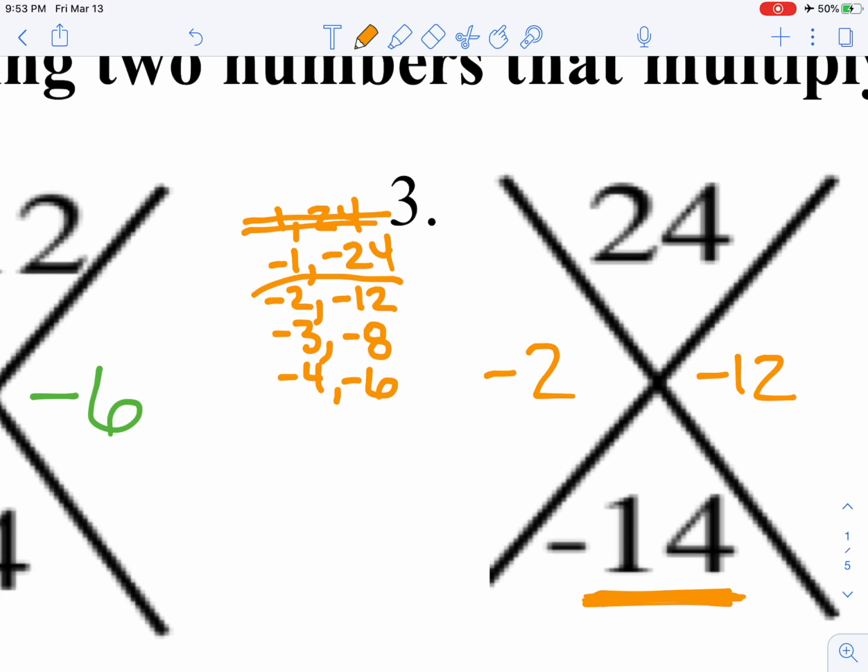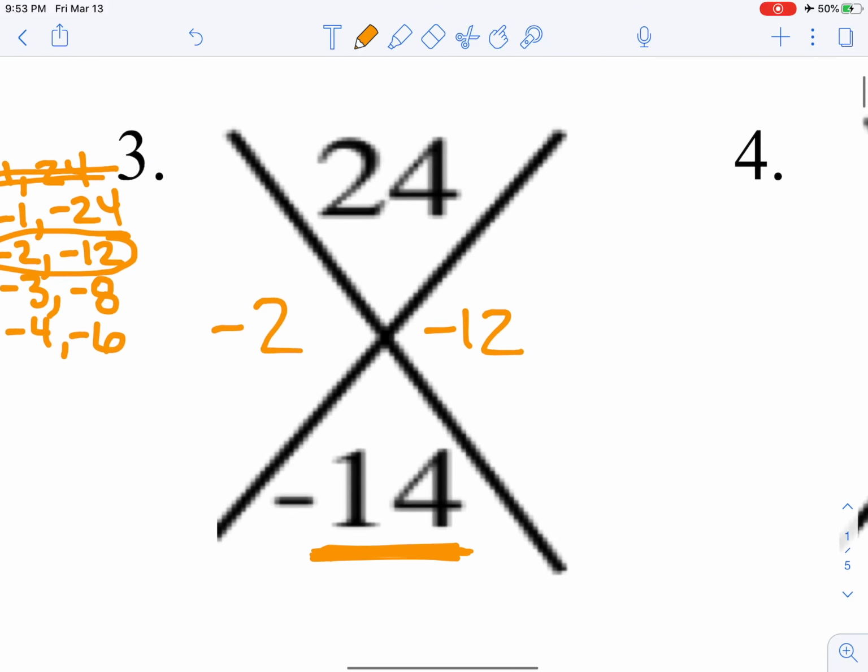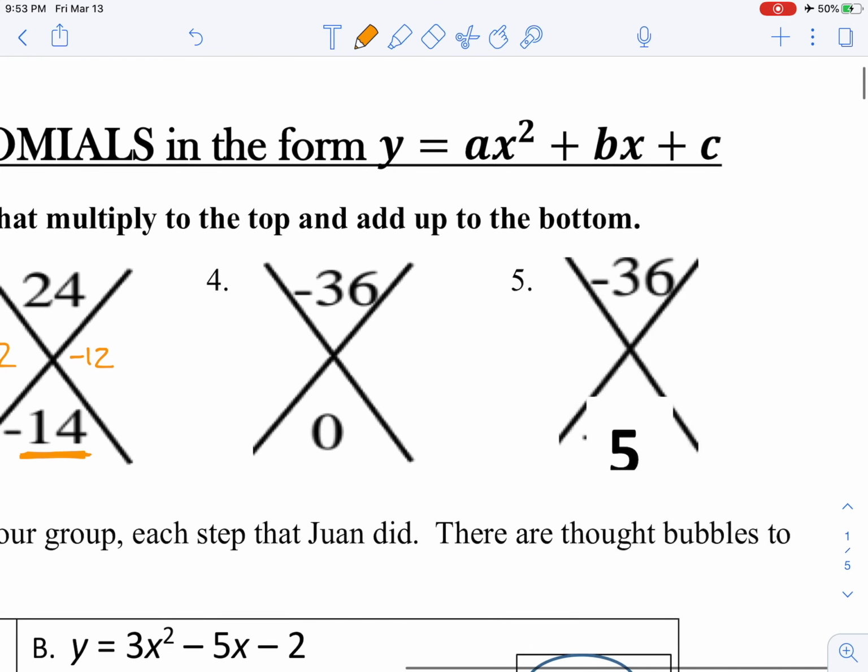Now, again, we found it right here. Did we really have to do the other two? No. I just did it to show you. Okay, so I want you to do these next two on your own.